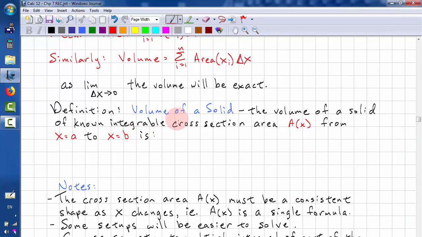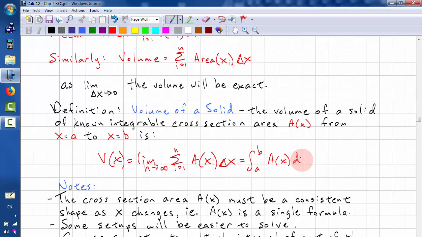The definition of the volume of a solid with a known integrable cross-section area A of x from a to b is V of x equals the limit as n goes to infinity of the sum from i equals 1 to n of A of x_i times delta x, which equals the integral from a to b of A of x dx.